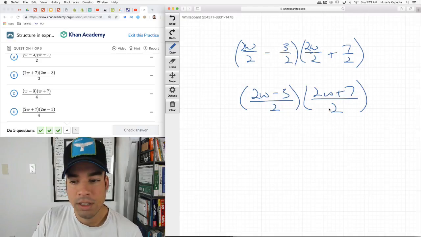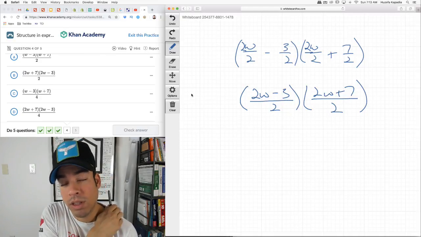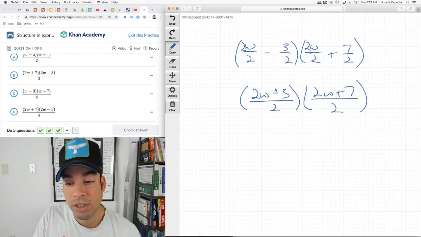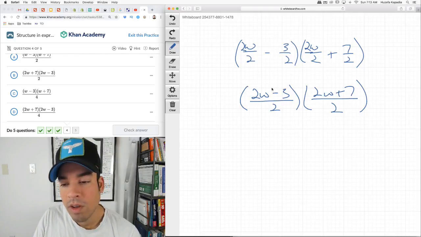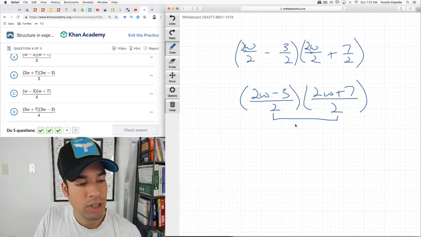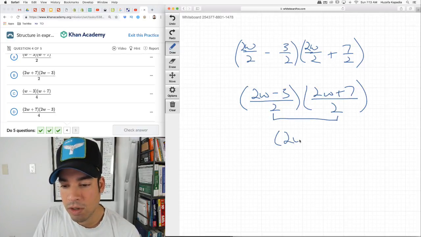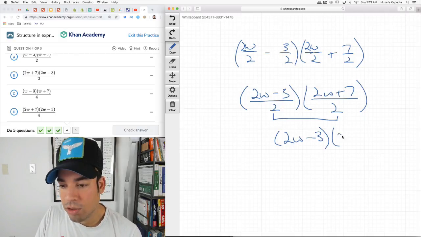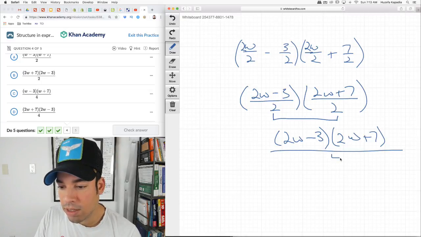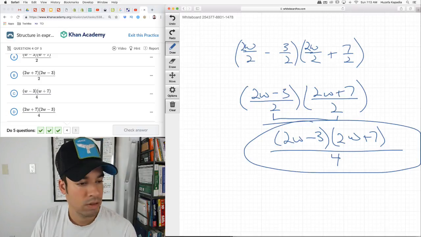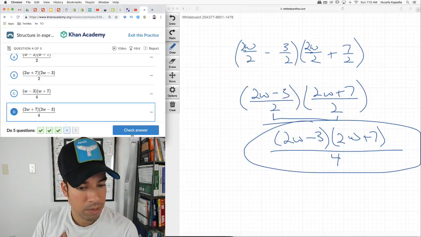We can't pull a 1/2 out. That's what I was struggling with. I thought we could pull a 1/2 out, but you can't. These guys are still multiplying each other. So to combine the denominators, it's got to be 2 times 2, which becomes 4. We don't have to FOIL this because they're not doing it in the answer. But it's 2w minus 3, 2w plus 7, and then these multiply to become 4. They just have it reversed, but it should be the same thing.